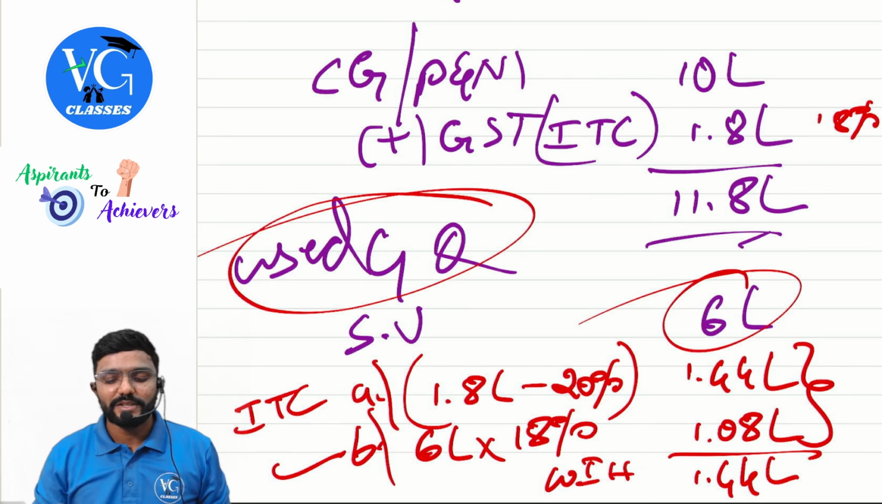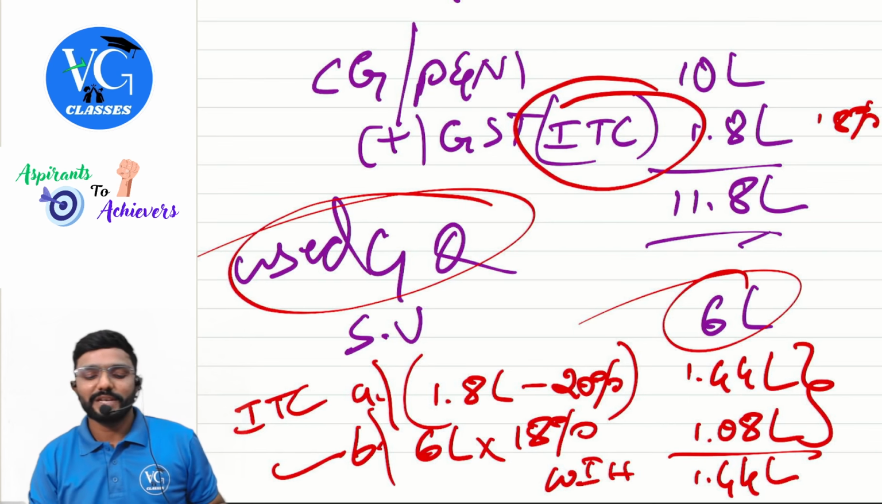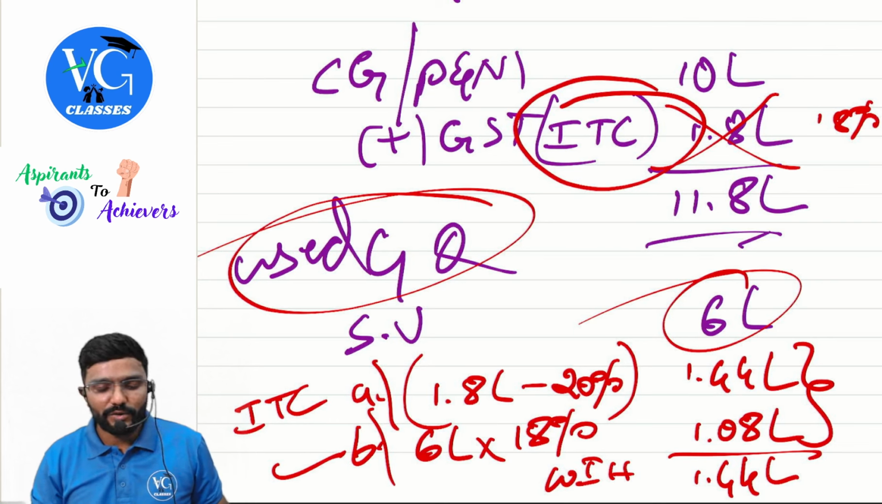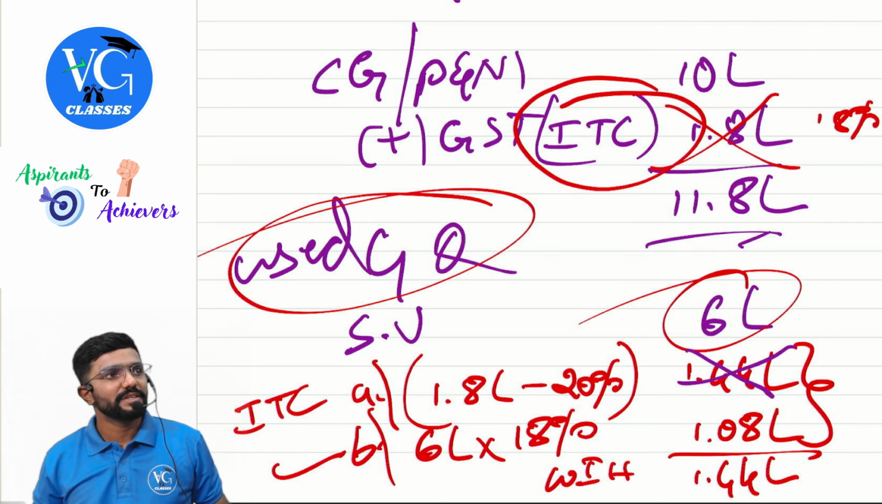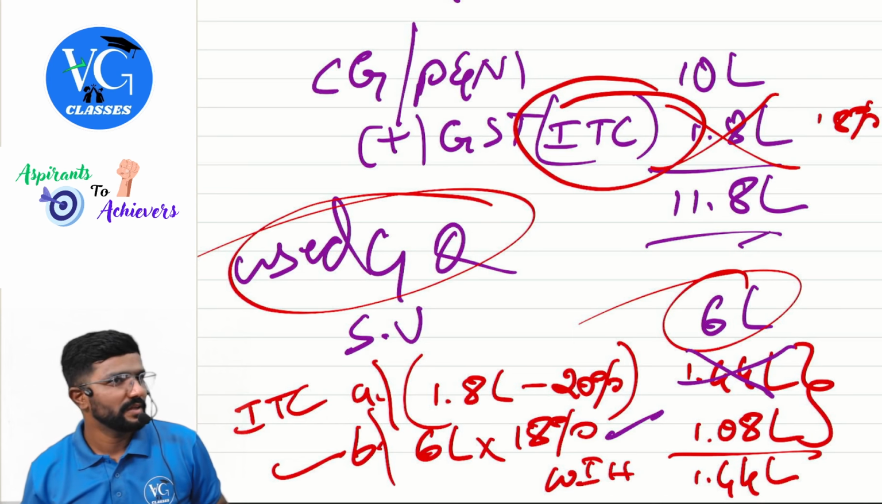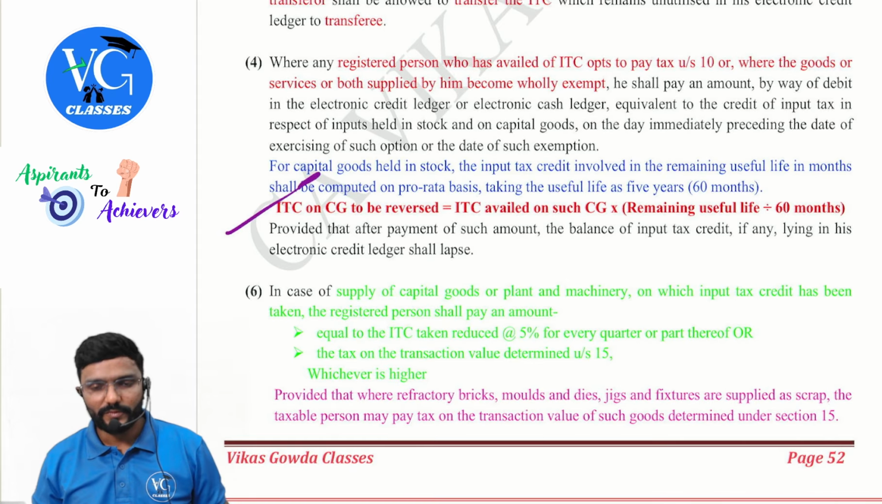Only please be careful. Sir, when I purchased, I had claimed ITC, na? That is why. Now assume, sir, when I purchased, ITC was not allowed. Then this will not at all come. Straight away calculate only GST on sale value, pay that much. That's all. 1.08 lakh. That's all. Okay.